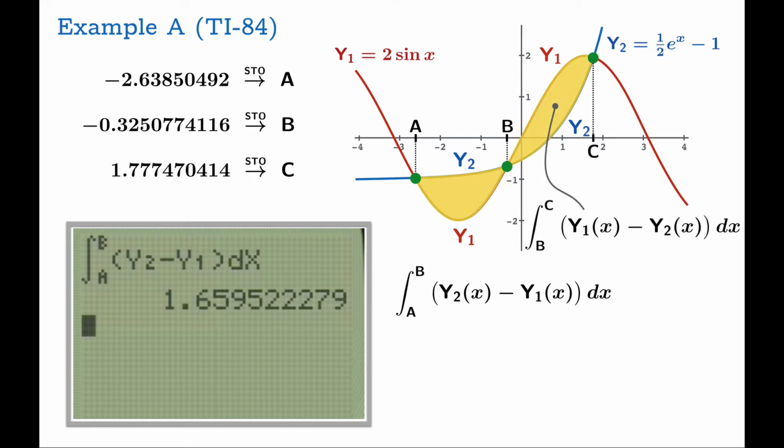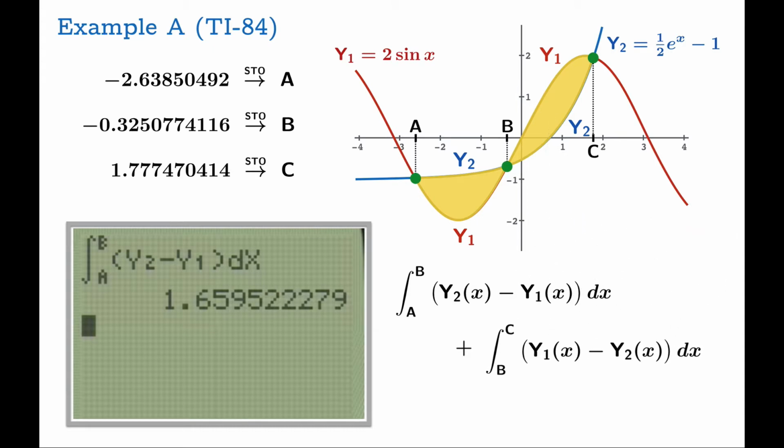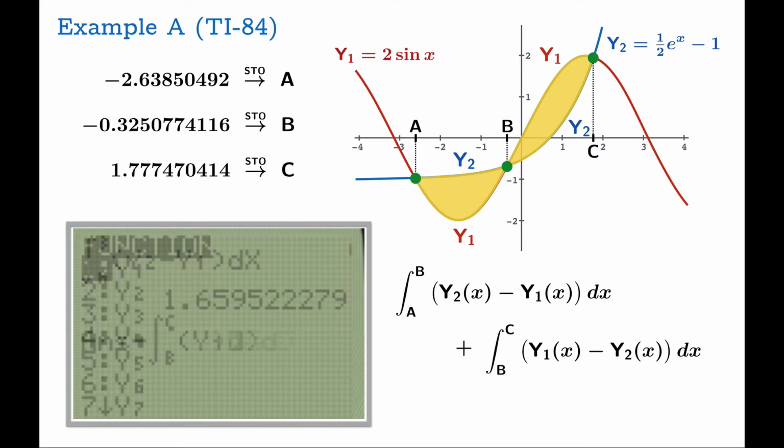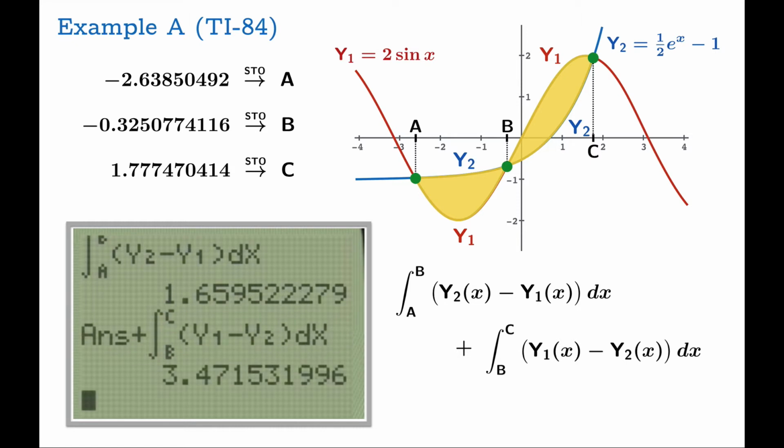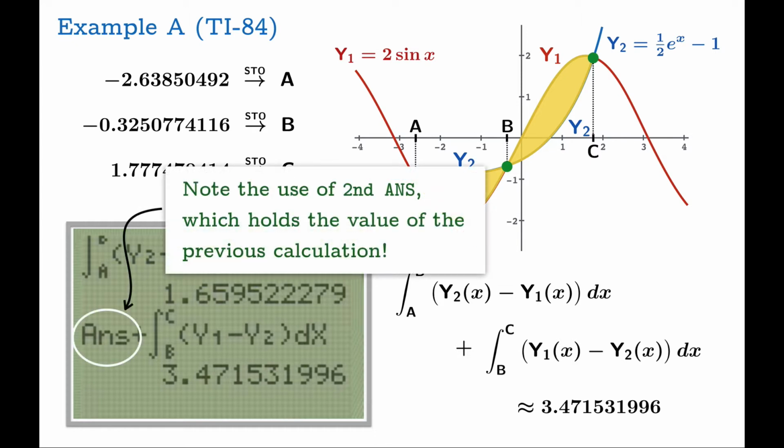Now there's a second region we need to add on. So there's this integral here, where we've switched the role of y1 and y2. And one of the things we could do is use second answer to retrieve the previous calculation, and then we'll add on the integral in question here. So the sum appears to be about 3.47. And again, please notice the use of second answer, which allows you always, for a new calculation, to insert the value of the previous calculation in your new calculation. So this can spare you some grief.